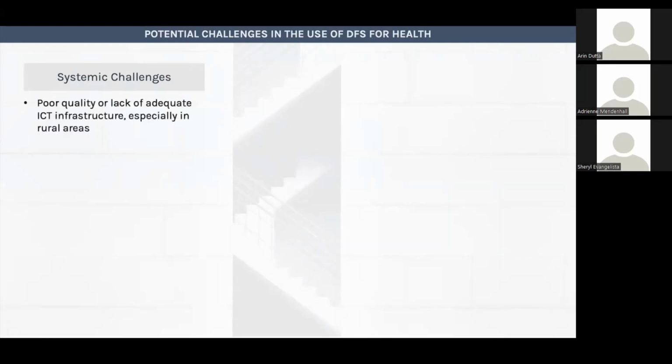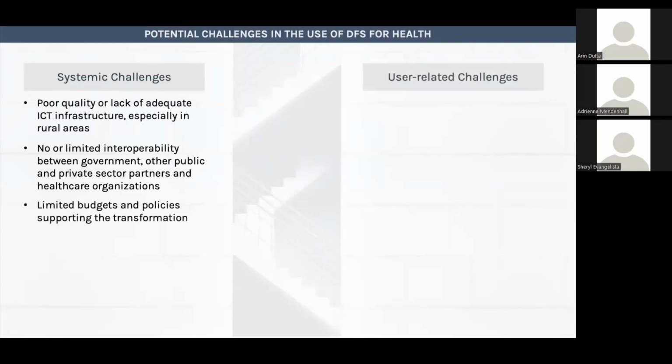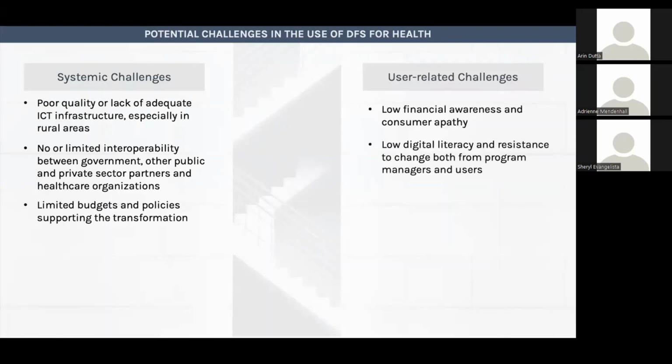Some of the systemic challenges is, of course, connectivity challenges, or if it's difficult to exchange data because of issues of interoperability. And of course, limited budgets or policies to support transformation. On the user side, this could also include low financial awareness, low digital literacy, or there might just be resistance from the program managers as well, and also lack of adequate documentation and unreliable payment challenges.